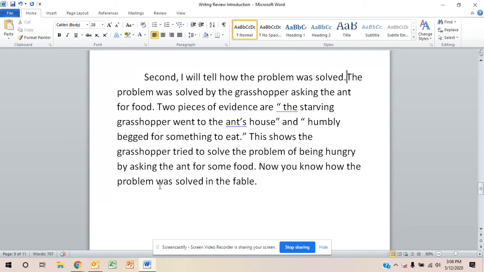So we had 5 sentences using races to clearly explain how the problem was solved. Next week, I'm going to show you how to write your B3, which will be the moral of the story.